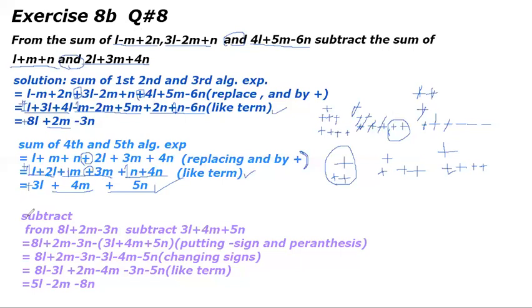Now we have to do the third part of the question, that is subtract. Now we have to subtract from the sum of first, second and third algebraic expression, and the sum of first, second and third algebraic expression is 8L plus 2M minus 3N. We have to subtract from this algebraic expression the sum of fourth and fifth algebraic expression. That is, the sum of fourth and fifth algebraic expression is 3l plus 4m plus 5n.